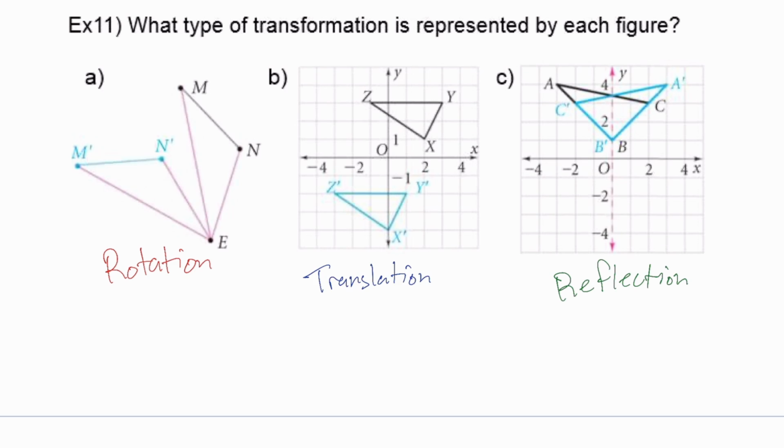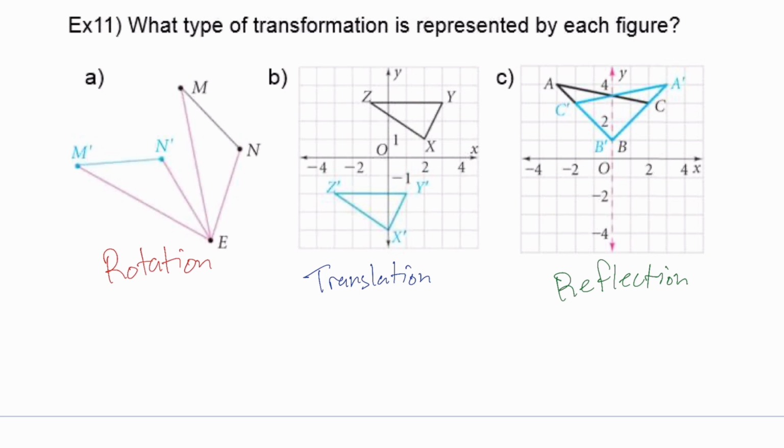If you said rotation for the first one, you would be correct. It's rotating counterclockwise. We don't know how many degrees, but it's rotating counterclockwise to get to here. The second one, if you said translation, our figure has slid kind of down and to the left here. We could describe that translation if we wanted to.